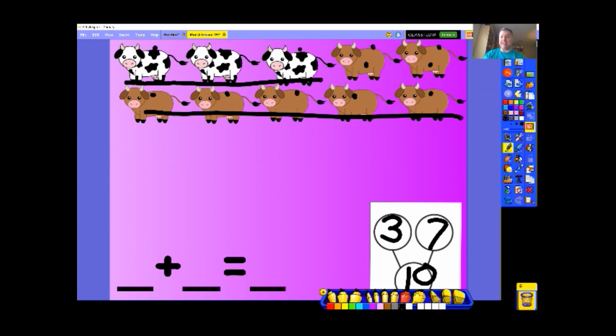Let's check your number sentence. You ready? The plus sign is for parts. My parts are 3 and 7. The equal sign is for the whole. 3 plus 7 equals 10. Does your number sentence and number bond match mine? Good job, friends. Let's continue.